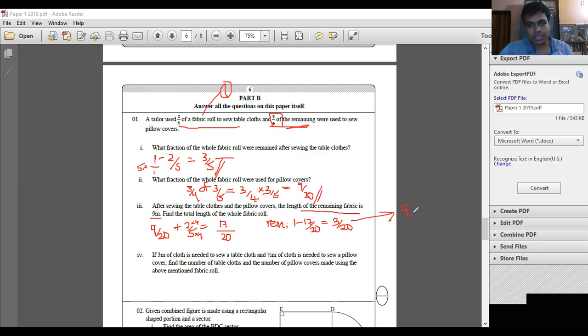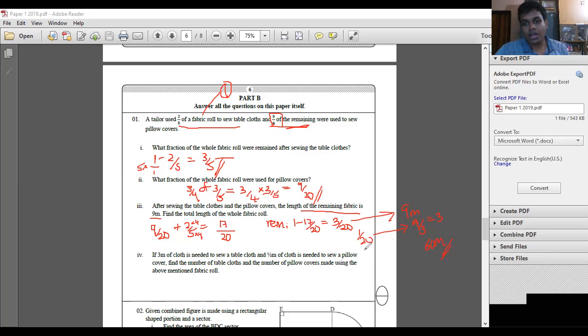This is 9 meters. If 3 over 20 is 9 meters, 1 over 20 is 9 divided by 3, which will give you 3. So find the whole length of the fabric roll, find the one unit, find the big unit of the fabric roll. That means multiply by 20. 3 into 20 will give you 60 meters.